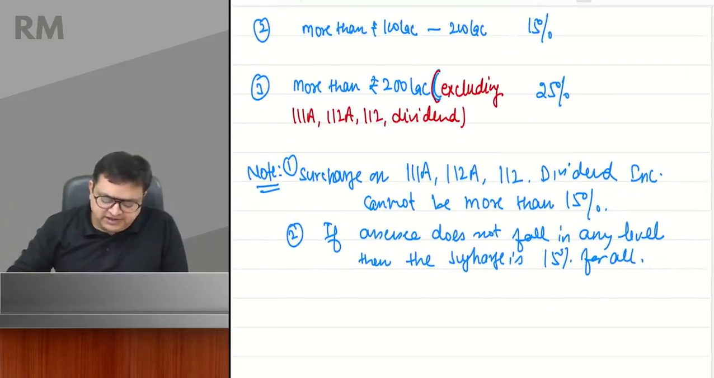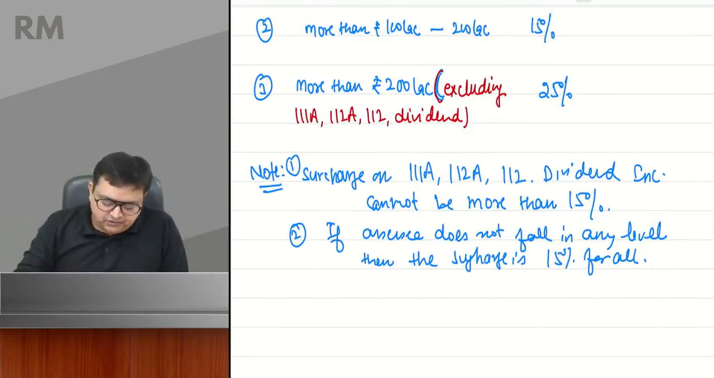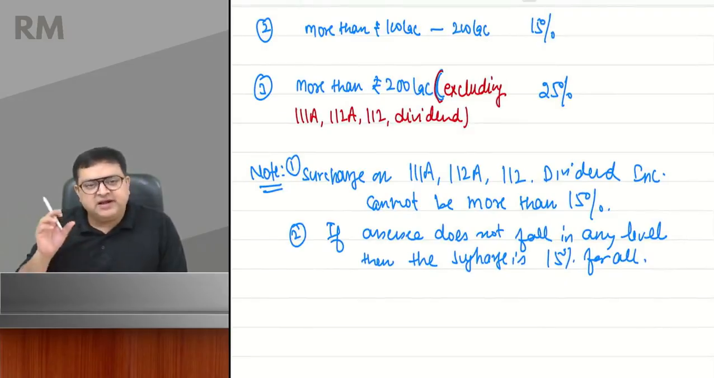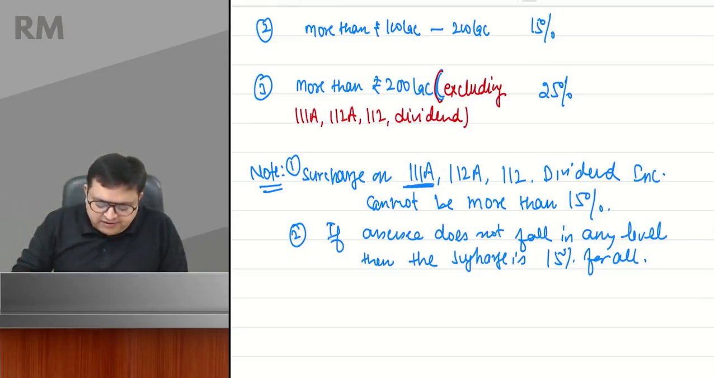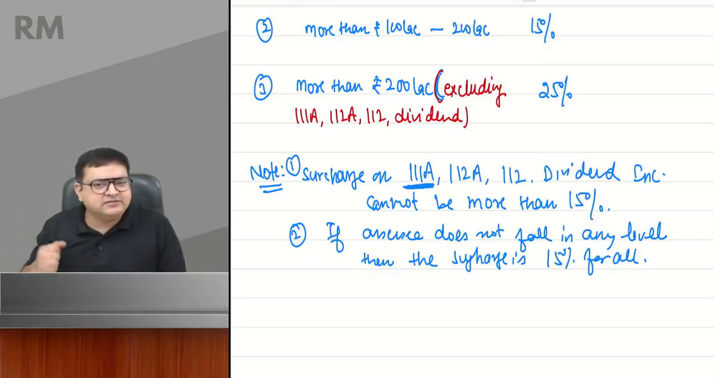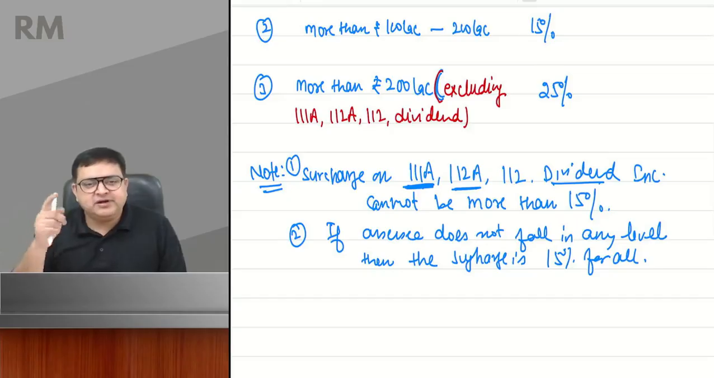Nirmala Sitharaman made changes. She said, okay, we are giving relaxation to the stock market players. If you have income from 111A, tell me, what is 111A? It's stock market income: equity shares, short term. What is 112A? Equity shares, long term. And dividend income is also stock market income. So she made the changes on 111A, 112A and dividend income in that year.